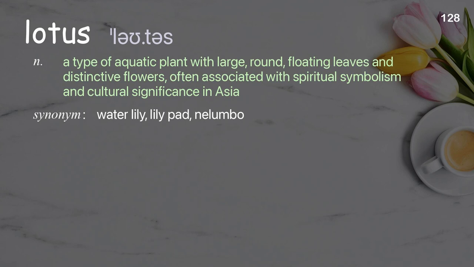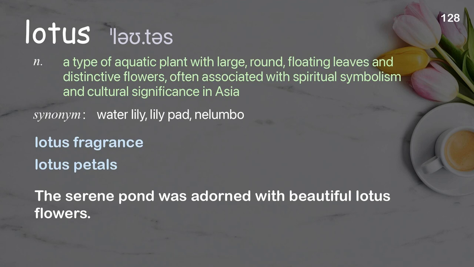Lotus. A type of aquatic plant with large, round, floating leaves and distinctive flowers, often associated with spiritual symbolism and cultural significance in Asia. Examples: Lotus fragrance, lotus petals. The serene pond was adorned with beautiful lotus flowers.